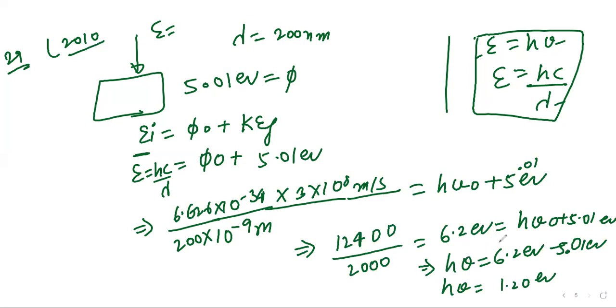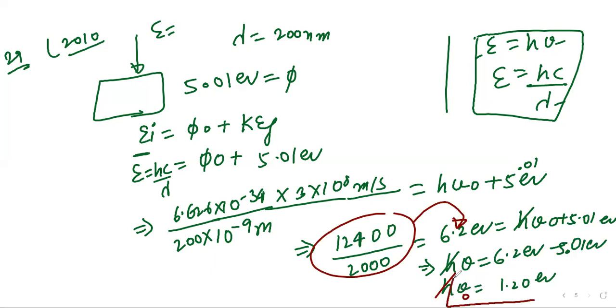This is converted into electron volt, so no need of h. It is divided already. Check this one. We have converted h into electron volt. So the threshold frequency will be 1.20 electron volt.